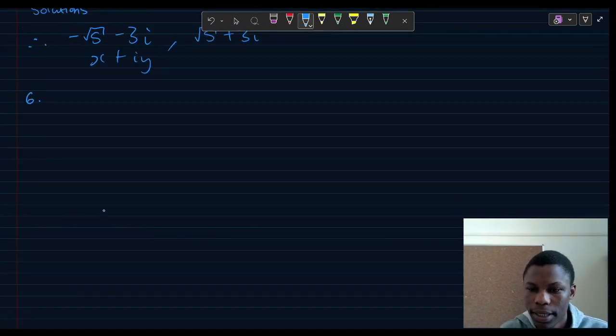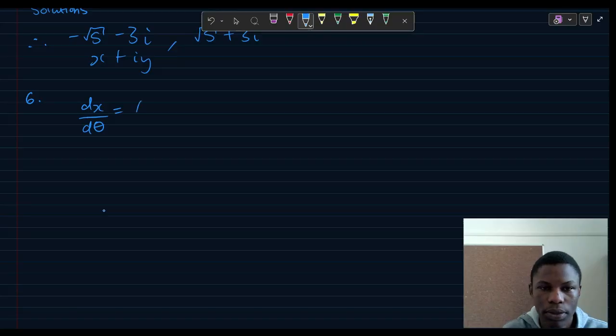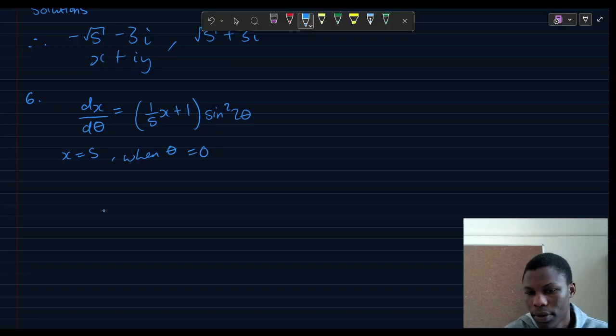Number 6. The variables x and theta satisfy the differential equation dx/d theta is equal to 1 over 5x plus 1 times sine squared 2 theta, and x equals 5 when theta is 0. Solve the differential equation and obtain an expression for x in terms of theta. 7 marks. Okay.